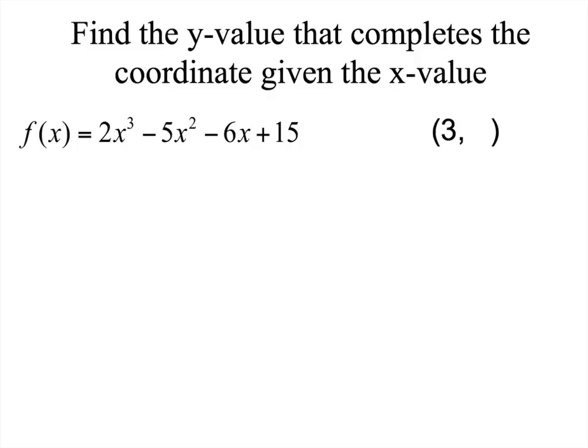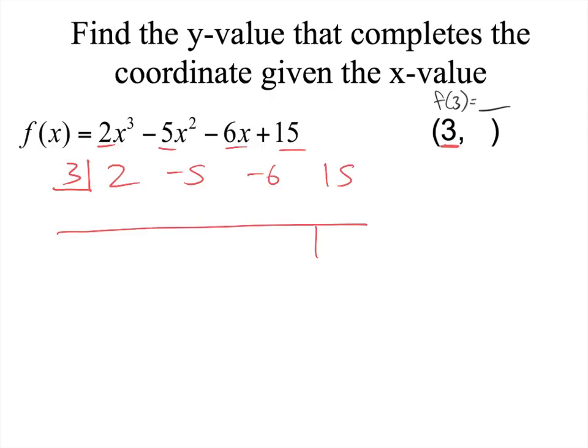So given this x value, I want to find the y value, which really you should think is just saying I want f of 3. Really all it's saying is I want f of 3. Plug in 3, what is the value? So we could plug in 3 for each x, or we can use what we've been using, which is synthetic division. So we're going to use a 3, and we look at the coefficients here. That's going to be a 2, negative 5, negative 6, and 15. And we're just going to use synthetic division to take care of finding the value at 3.